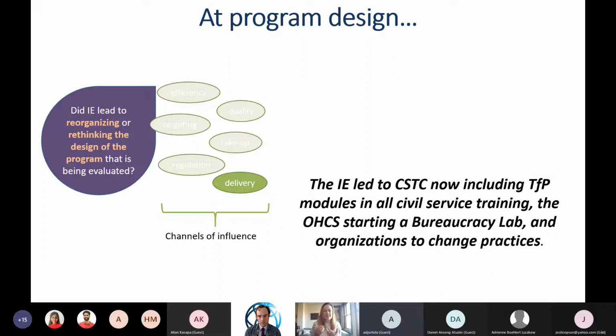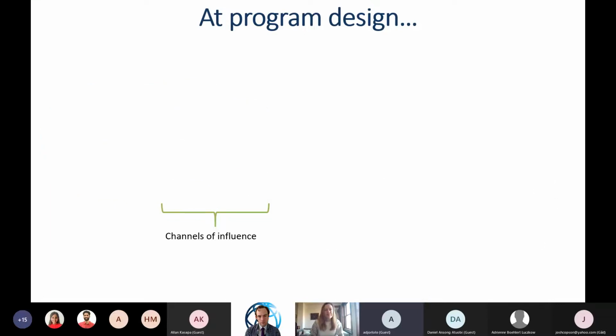Analytics led to the CSTC, now including TFP modules and all civil service training. DOHCS started a Bureaucracy lab and organizations to change practices. And I think you give much more concrete examples than I did. But this is a way of already improving things from the start.